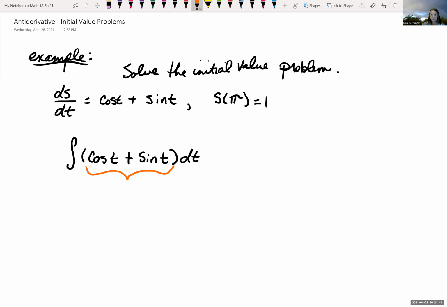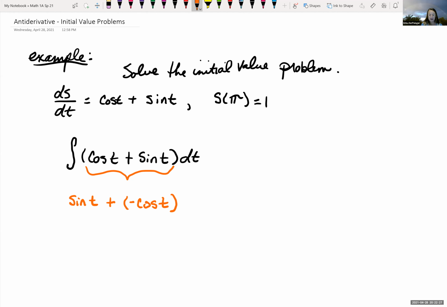And so what we could take the derivative of to get positive cosine t is sine t. So the antiderivative of cosine t is sine t plus, and the antiderivative of sine t. So what could I take the derivative of to get positive sine t? Well, the derivative of cosine t is negative sine t. So in order to compensate for that negative, I need a negative in front of cosine. So the antiderivative of sine t is negative cosine t.